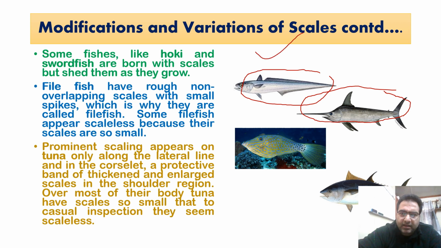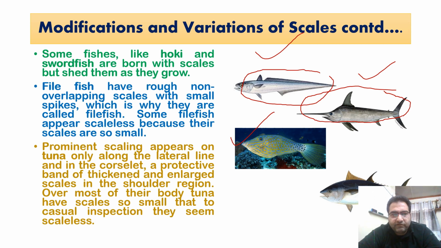That is, when they come out of the egg, or they are born, they are born with scales, but later on they shed their scales as they grow. So there is one fish known as the filefish. They have rough non-overlapping scales with spikes. This is the filefish, having rough non-overlapping scales with small spikes, which is why they are called the filefish. Just like the spikes of a file, resembling that of a file, that is why they are called the filefish.